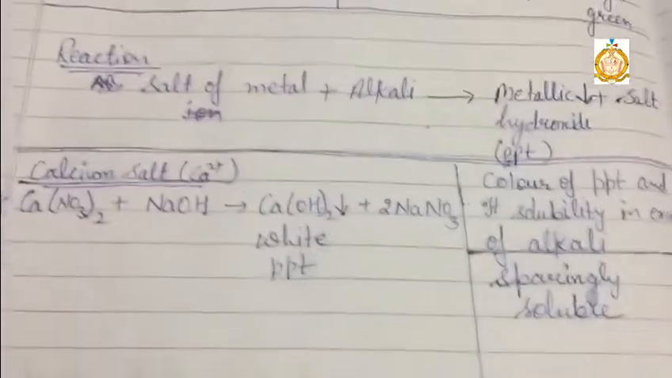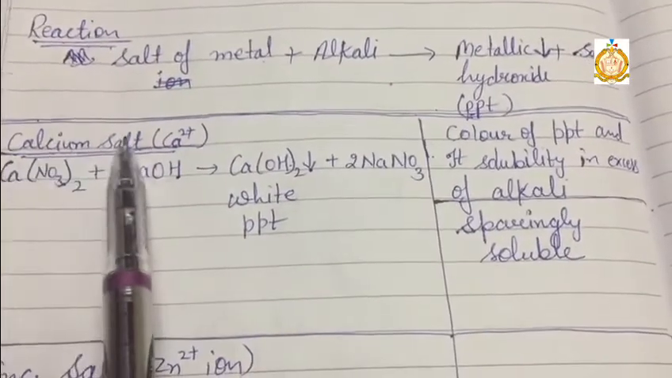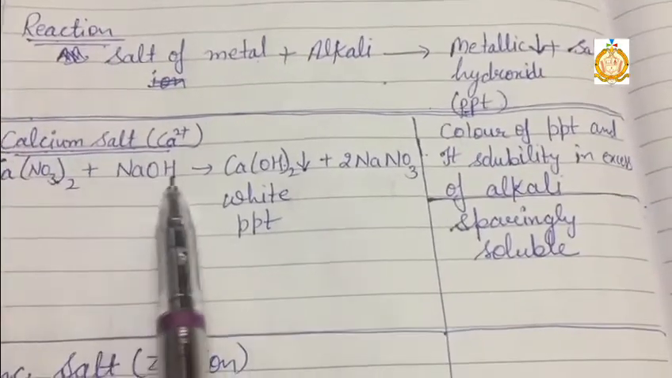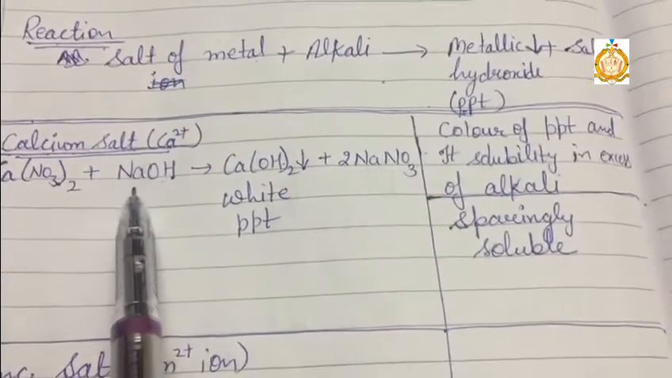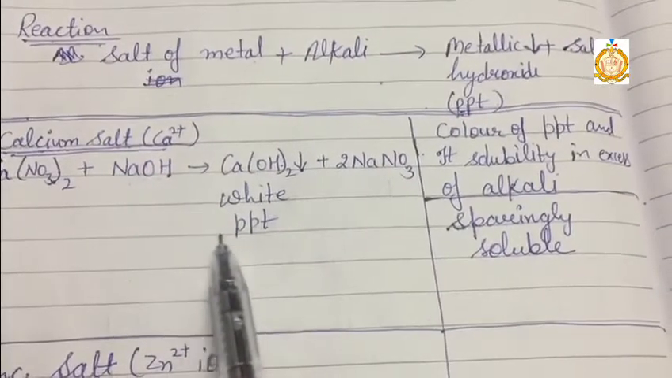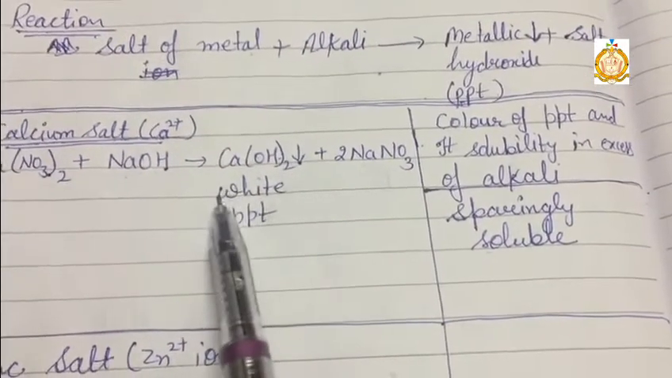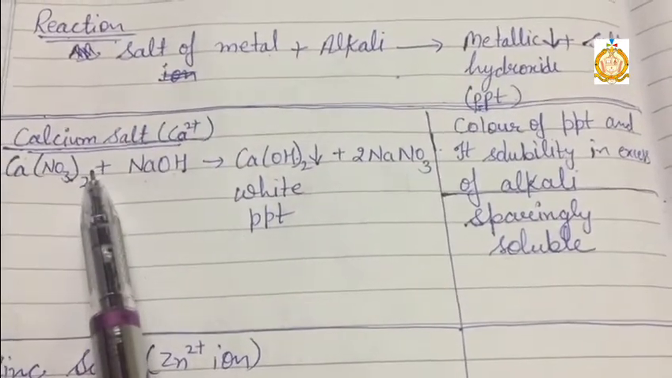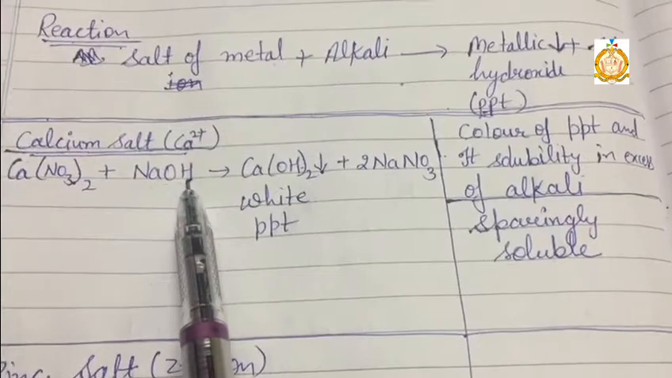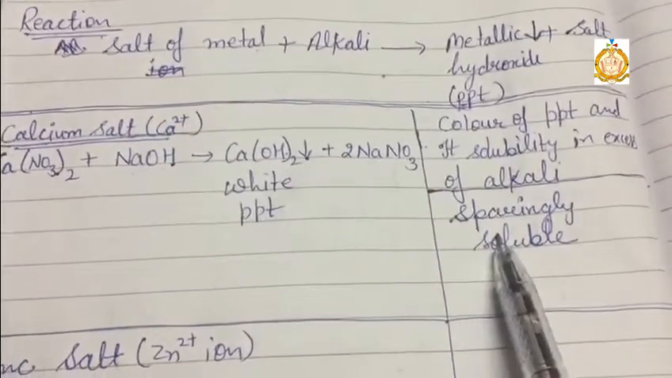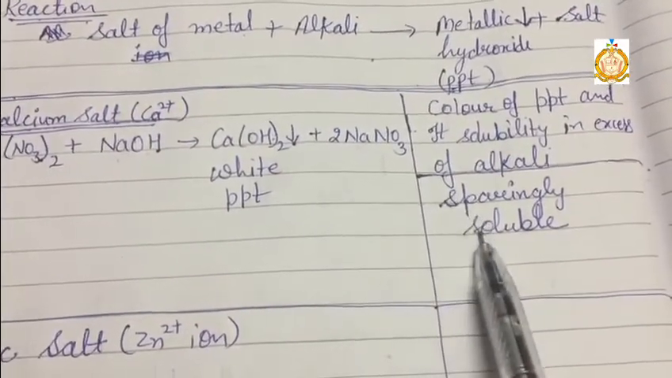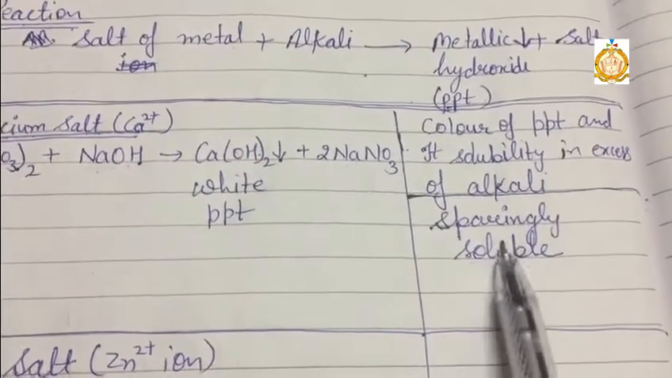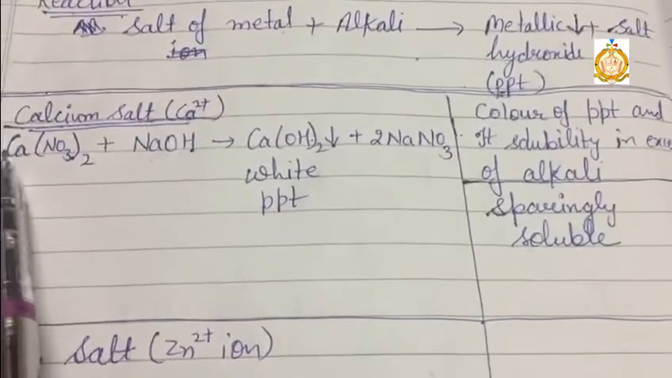Here is one example. A calcium salt is taken, that will be white. You add sodium hydroxide first drop wise. When you add it drop wise, you will come to know the color of the precipitate. A white precipitate will settle down. You can say it may be calcium ion. When you add sodium hydroxide in excess, this white precipitate will be sparingly soluble. Sparingly means soluble in a very small quantity. So you can say that the salt is calcium.